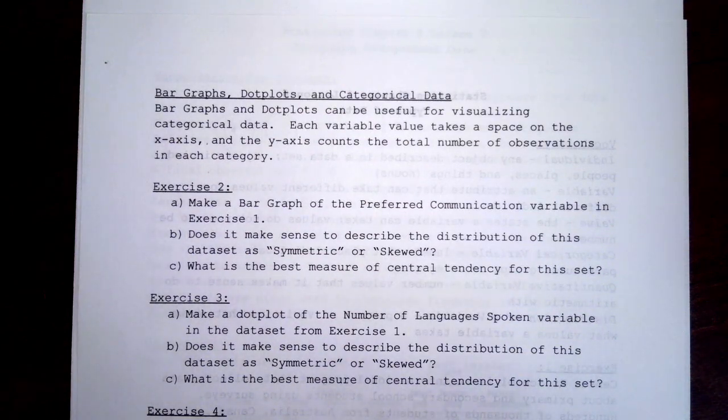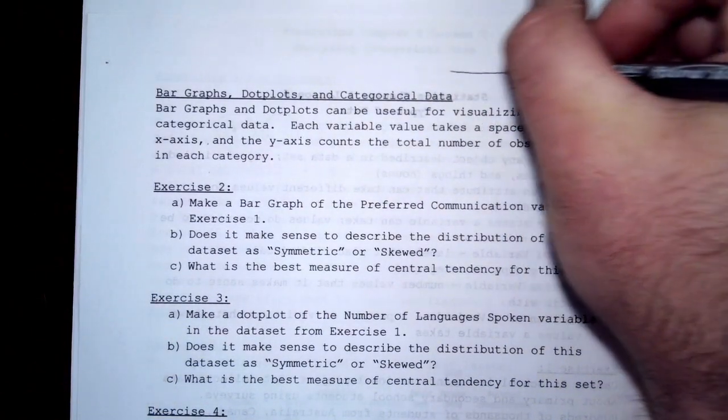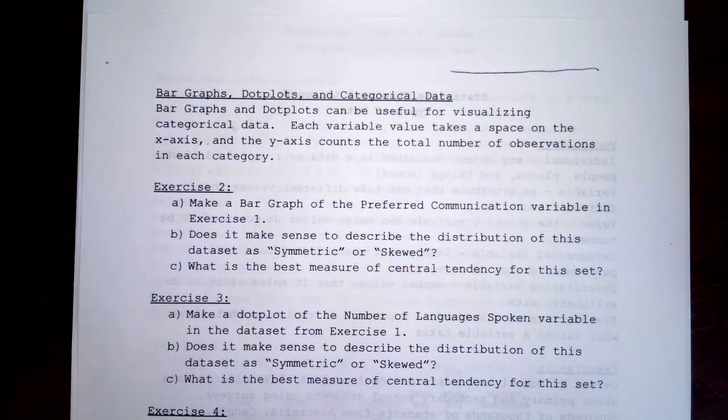You don't necessarily have to put the categories in any particular order, but you should generally try to put them in some order that makes sense to you so that it also makes sense to anybody else who's going to read the graph. Each variable will take a space on the x-axis, and then the y-axis, again, is just the frequency or the total number of counts. So, for example, what's around my desk?